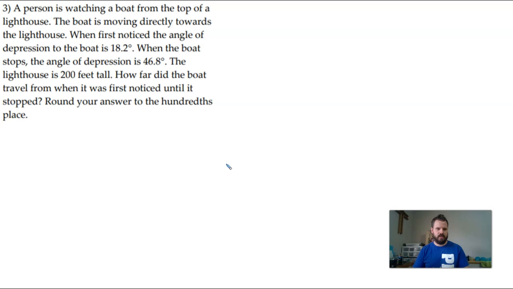All right, number 3, let's go through this. So this is pretty much the same problem as the car on top of a building. A person's watching a boat from the top of a lighthouse. The boat's moving directly towards the lighthouse. When first noticed, the angle of depression is 18.2 degrees.